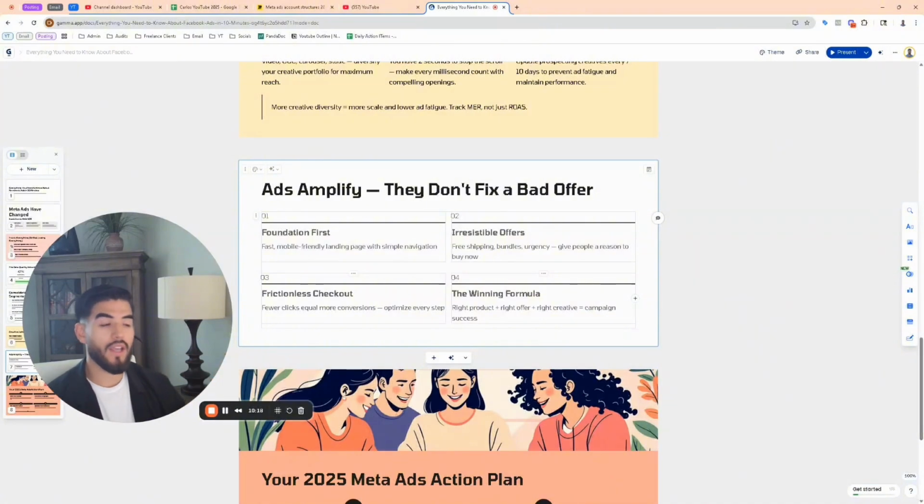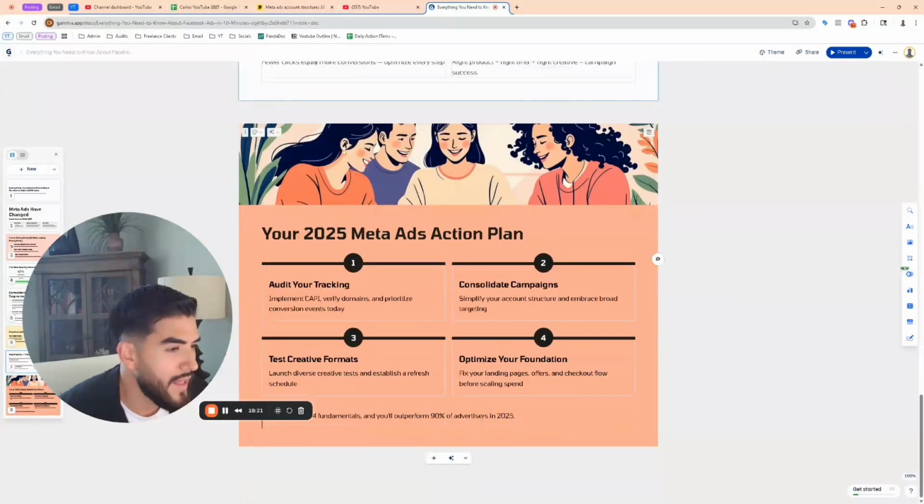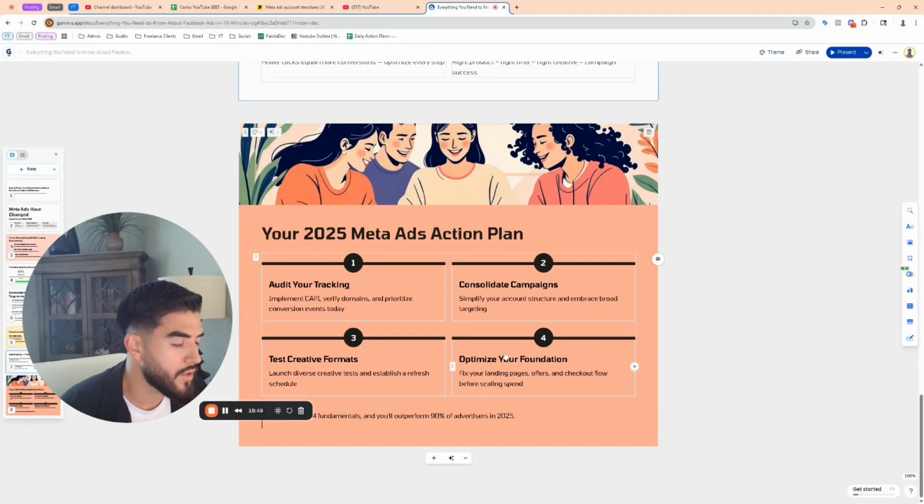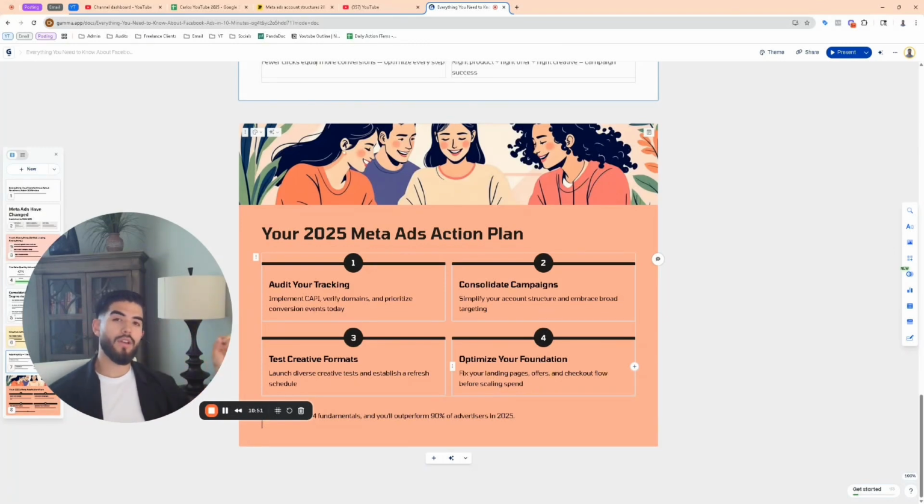And so again, just to recap, number one, audit your tracking. Two, make sure your campaigns are consolidated to take all the tracking that you're giving and all the data that you're getting right now from your budget, consolidate that so Meta can actually effectively target over time and become more and more profitable. Number three is test more creative. More creative is likely going to lead to better results. And then number four is optimize your foundation off platform, which is going to be your landing pages and your offers and your product. And those are the only real four things you need to run a successful Meta Ads account.